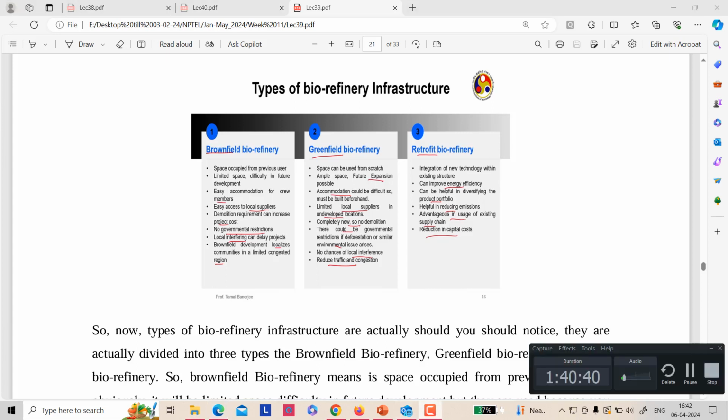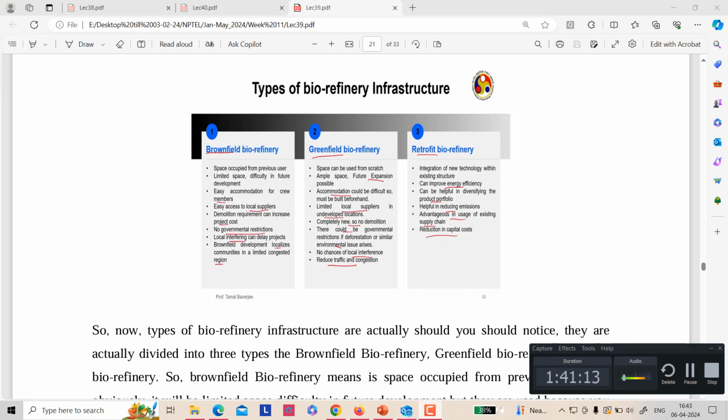Next is the greenfield biorefinery. Here, space can be used from scratch, ample space, future expansion possible. Accommodation could be difficult, so must be built beforehand. Limited local suppliers in undeveloped locations. Then completely new, so no demolition. There could be governmental restrictions if deforestation or similar environmental issue arises. No chances of local interference, reduced traffic and congestion. So in the brownfield there is congestion, but in greenfield there is not.